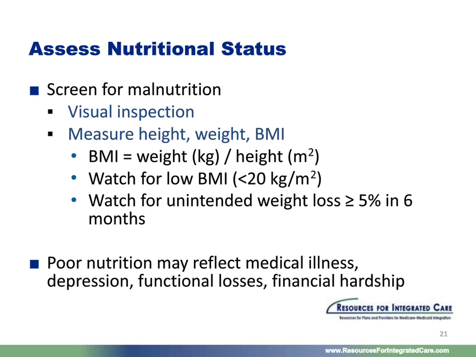Patients are typically weighed every time they come to a clinic. Usually we can rely on a single height measure, although we do recognize that older persons may lose height slowly as they age. The cut point that raises concerns for a low BMI would be less than 20. And as I mentioned earlier, monitoring patients for unintentional weight loss of greater than 5% over a 6-month period should be done routinely. Poor nutrition may reflect underlying medical illness, depression, functional losses, or potentially financial hardship. So if someone meets the BMI or the weight loss criteria, these are the areas that should be probed further. Next slide, please.